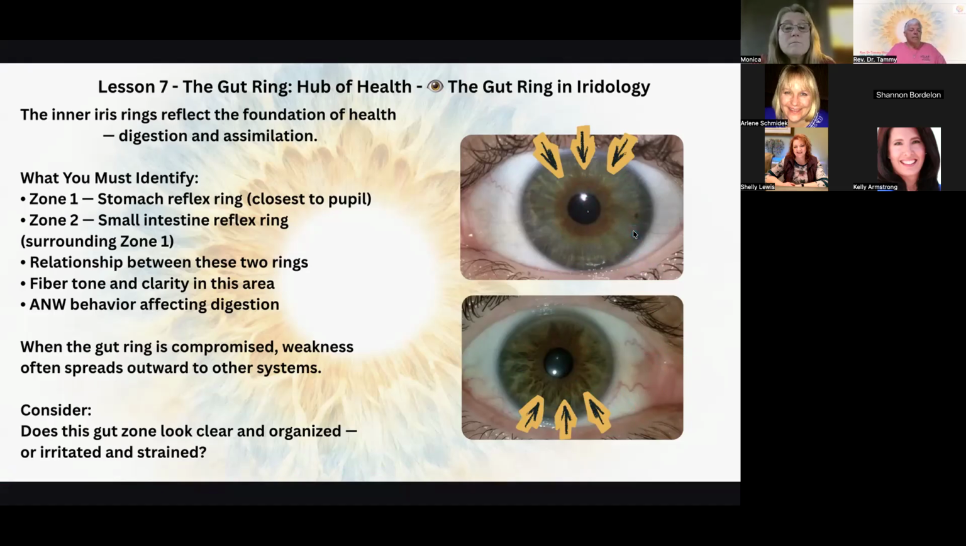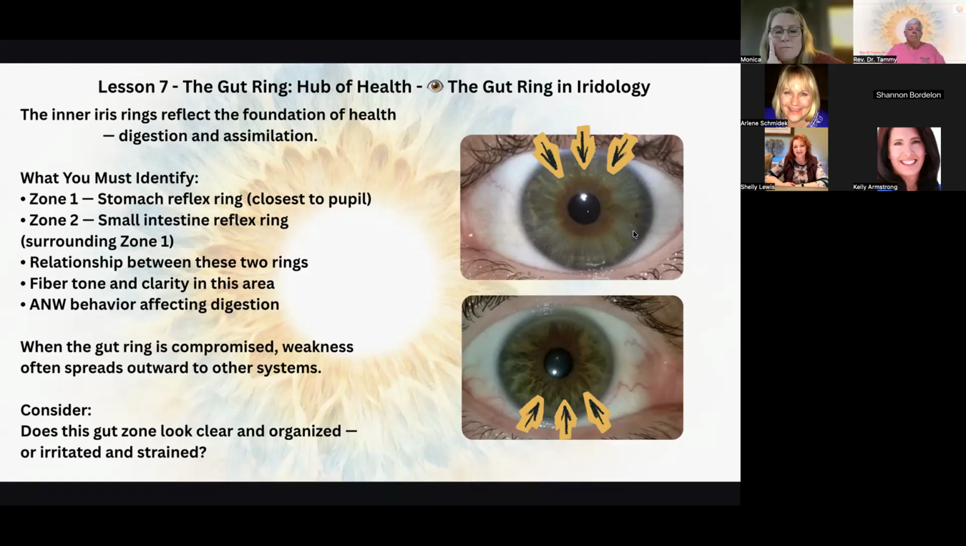Yes, most definitely. Does that make sense? They're the same, but they're not. They're related. I guess maybe that's what I should say. They're related. You can't have the autonomic nerve wreath without the gut ring. You just can't. They're very related.